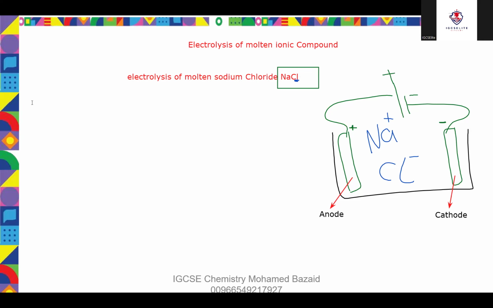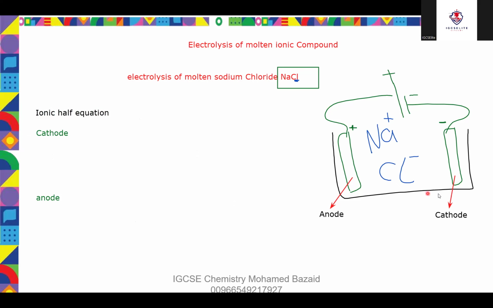Okay, clear. In the exam paper, the examiner will ask you to write ionic half equation. It's called what? Ionic half equation at cathode and at anode. These are the questions. Write ionic half equation at cathode and at anode.